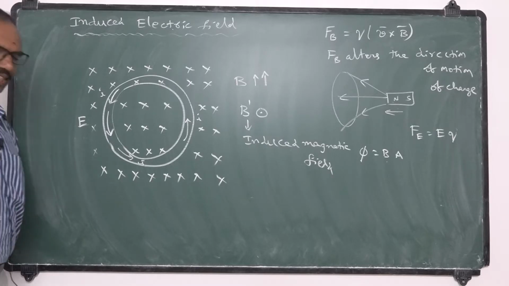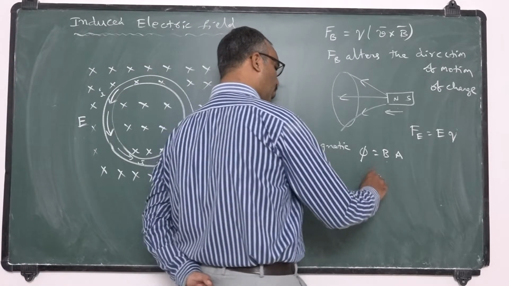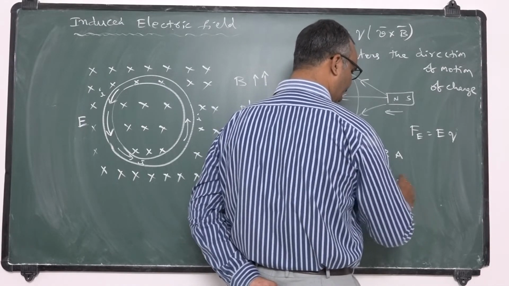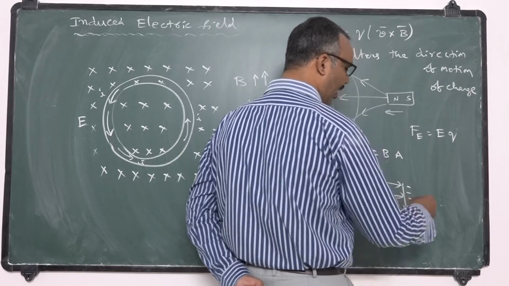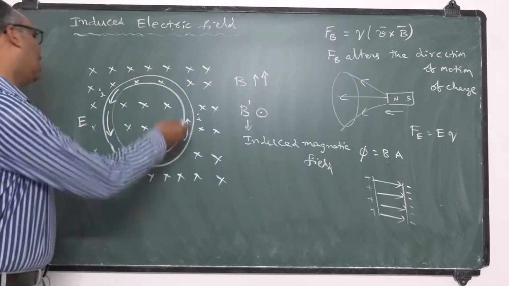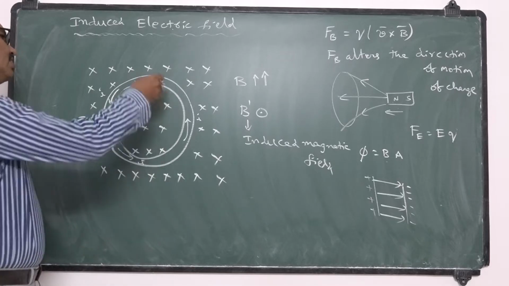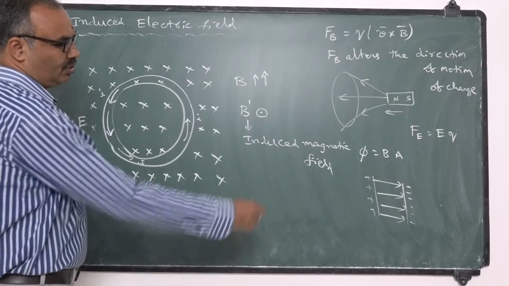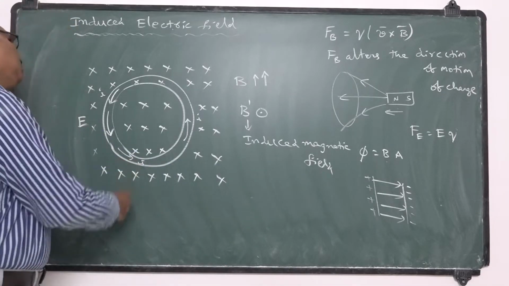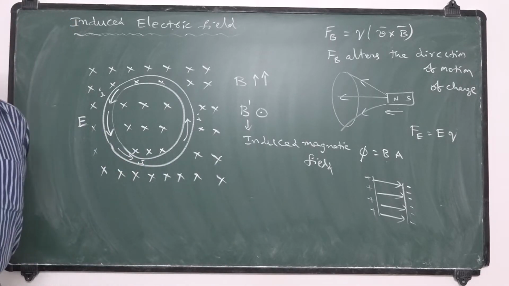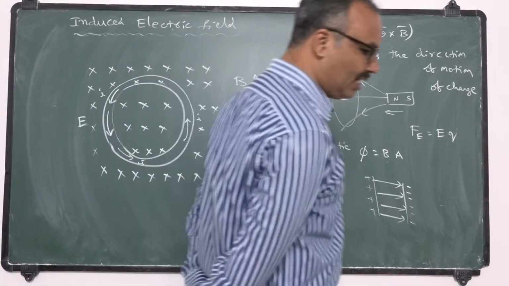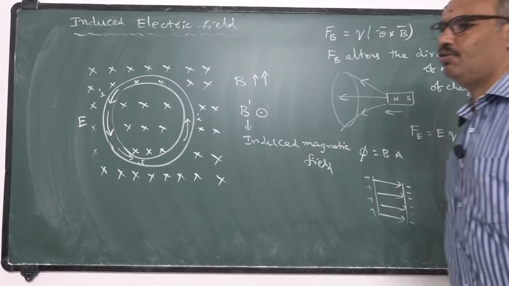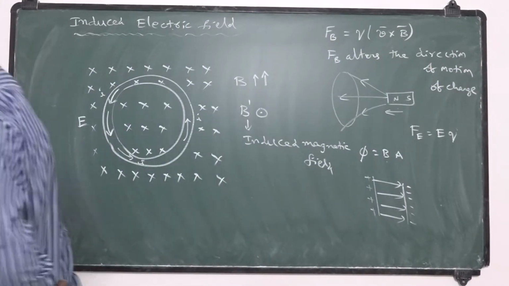In electrostatics, the electric field is from positive potential to negative potential. Here the electric field is like this, along a straight line. But here the induced electric field is in a curved shape along the direction of the induced current. So that is the difference between the electrostatic electric field and this induced electric field. If I would like to calculate the formula for the induced electric field, I will do a simple calculation here.